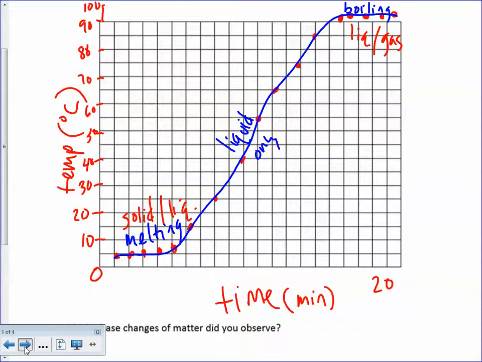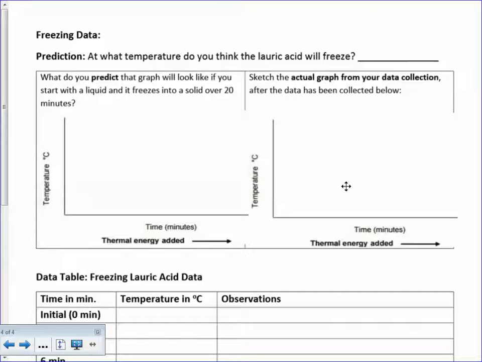You would also want to make another one here. Notice this is just going to be more of a sketch for the lauric acid part. So you started at a higher temperature and then ended at a lower temperature. So this one doesn't have to be perfectly plotted points, but at least a decent sketch to show you. And this time you would have a negative slope instead of a positive one.